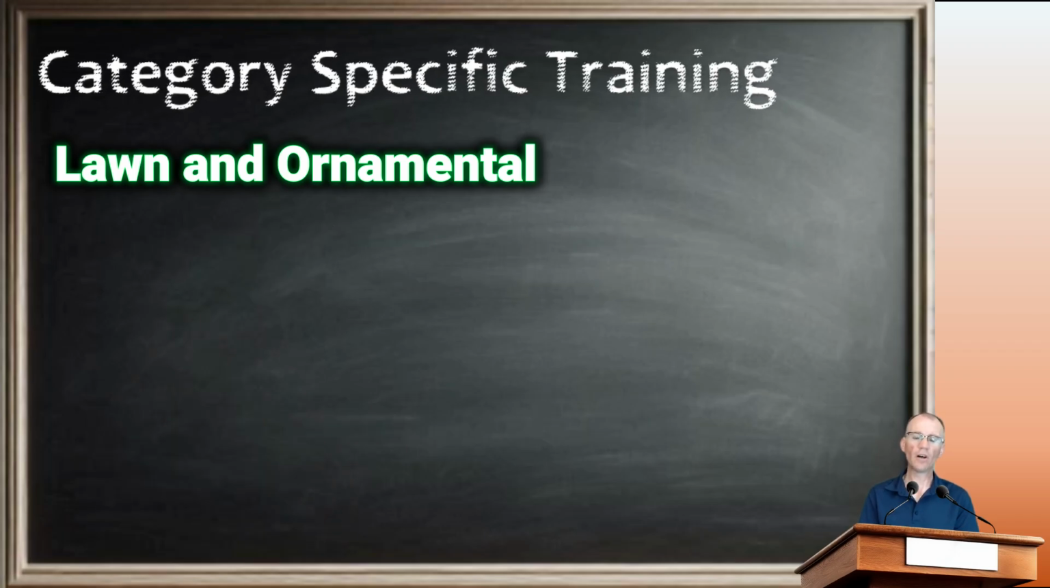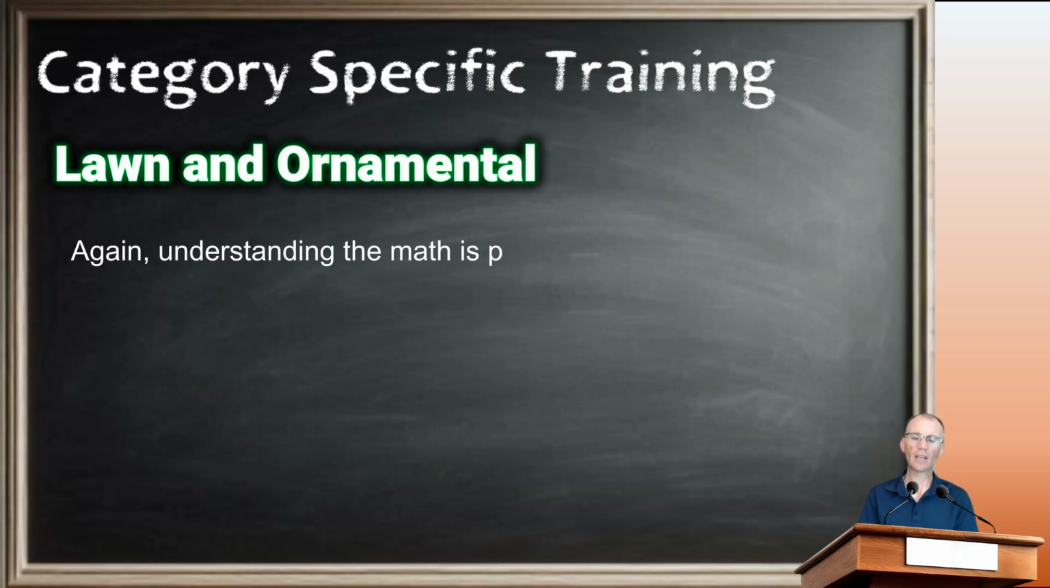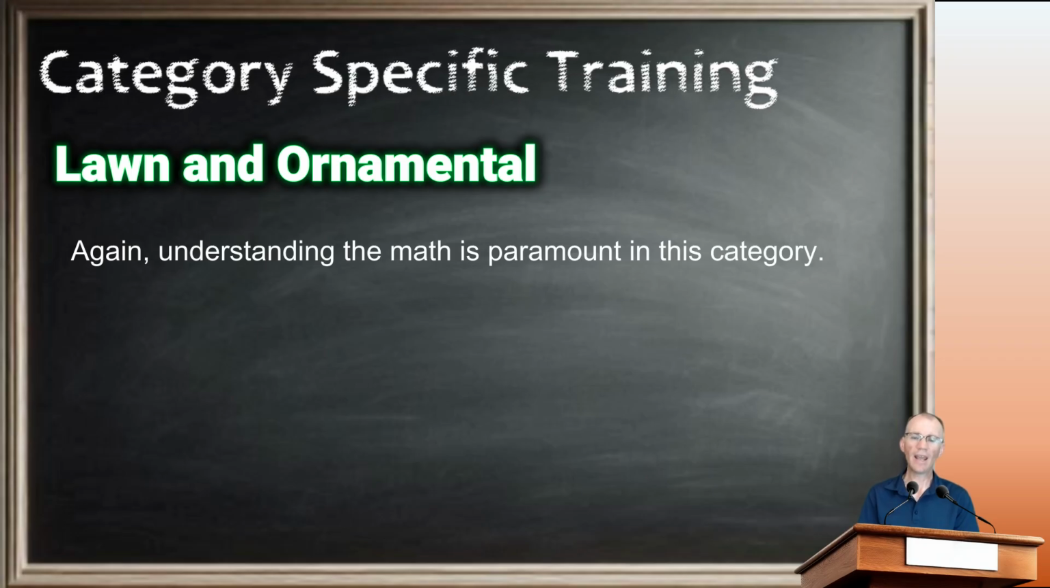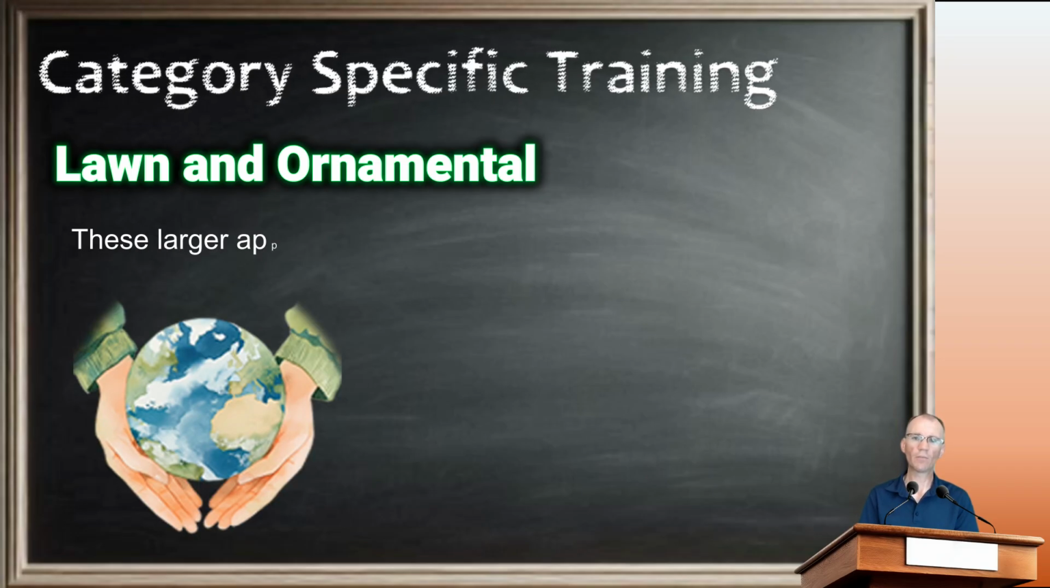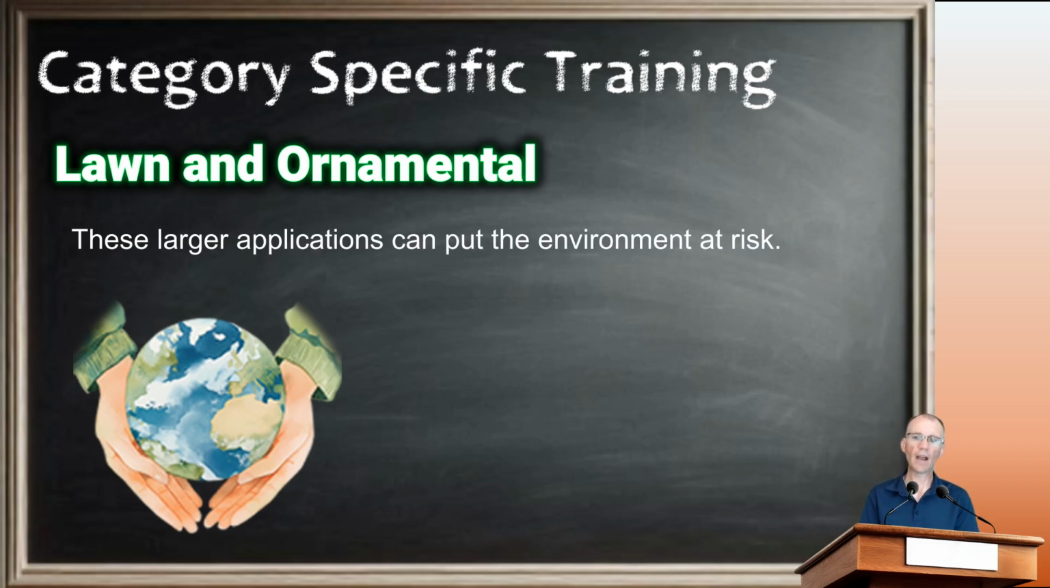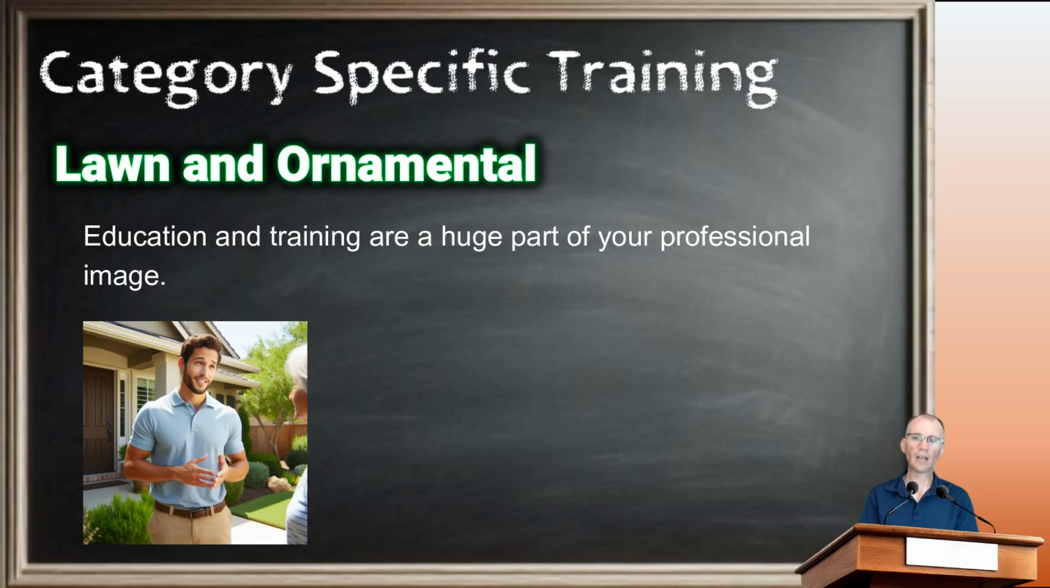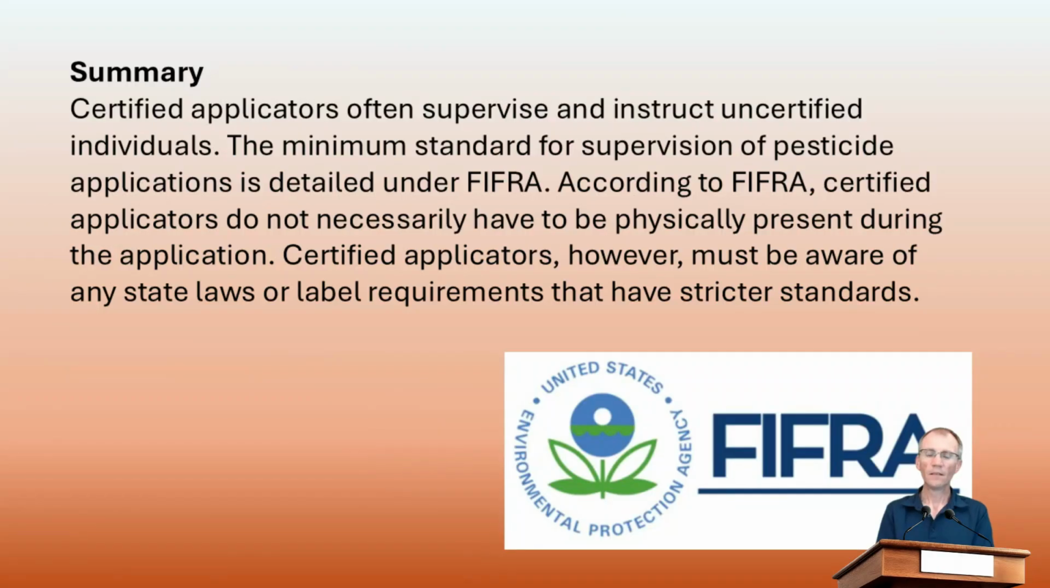I'm not going to go through all that today. I'm just making this point that math is going to be paramount to anybody doing lawn and ornamental treatments, especially because you're going to be putting out so much of the product. It's really easy to put the environment at risk, the people around you, pets, animals, whatever, as well as yourself. This is why it's so important, as part of your professional image, that you're able to do these types of treatments correctly. The last thing you would ever want to do is put somebody at risk because you didn't do things properly.